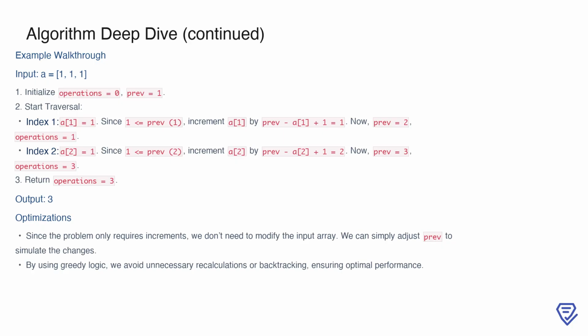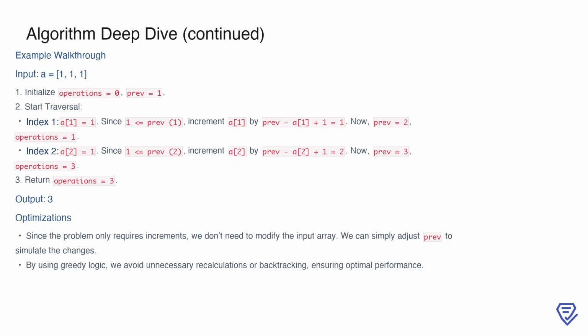Consider the input array A equals [1, 1, 1]. We begin by initializing operations to 0 and previous to the first element, which is 1. Starting at index 1, we see that A[1] equals 1, which is not greater than previous. To make it strictly greater, we increment A[1] by previous minus A[1] plus 1, which is 1. This makes A[1] equal to 2, and we update previous to 2 while adding 1 to operations.